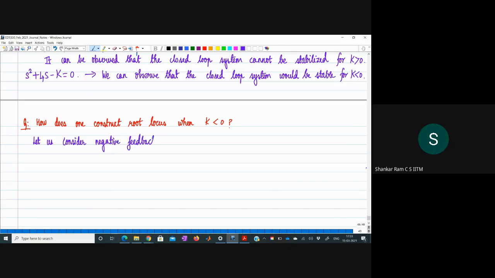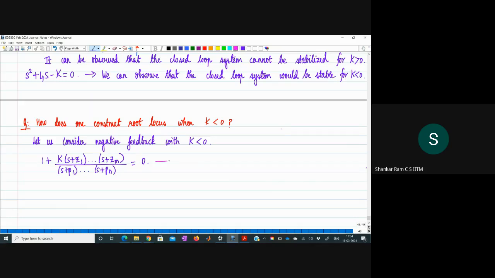But now with k less than 0. So what's going to happen is that with negative feedback, as we already know, the closed loop characteristic equation is 1 plus k times (s plus z1) all the way till (s plus zm) divided by (s plus p1) all the way till (s plus pn) equal to 0. But here now the catch is that k is negative, right? Any questions? So k is negative now, right?